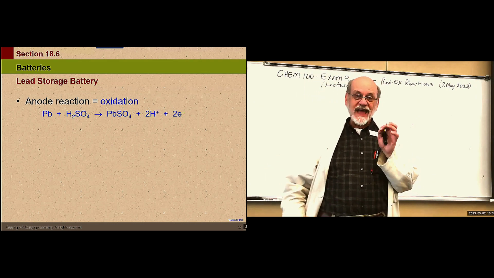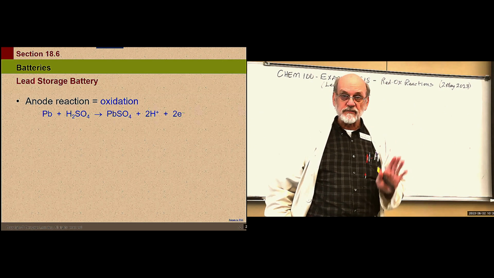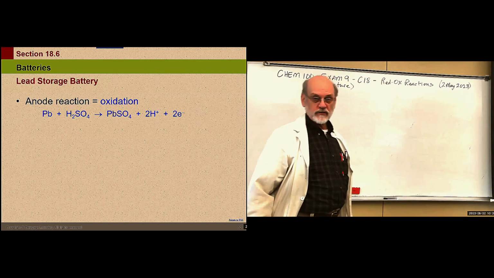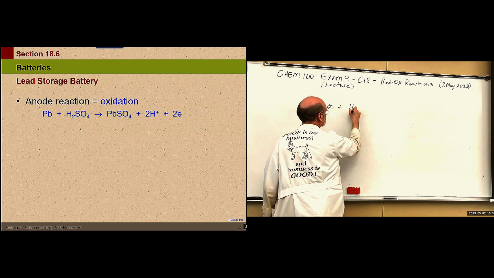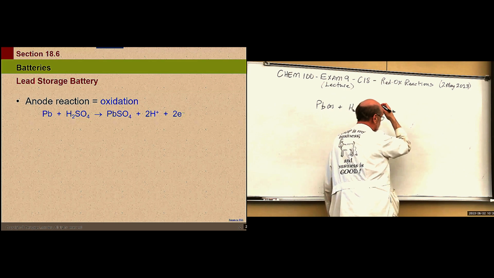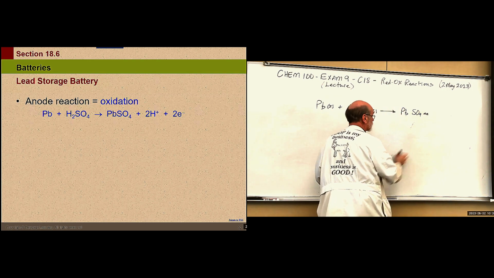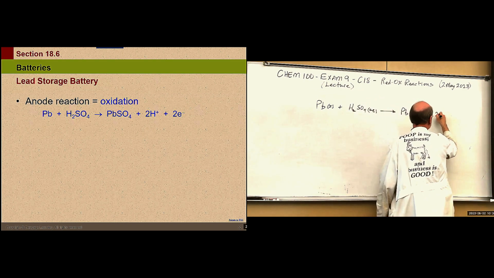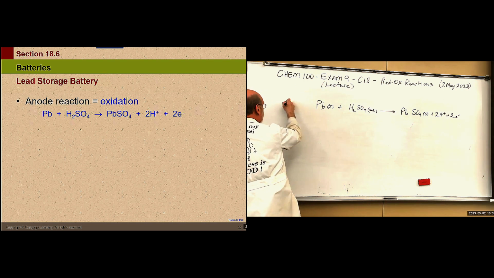The reaction at the anode, right, produces electrons as a product. Oxidation produces those electrons that move out and through an external circuit to the cathode. Right? So the anode reaction is lead metal plus sulfuric acid. Actually, this is concentrated sulfuric acid. And that produces lead sulfate. Actually, that's not an aqueous solution. That precipitates out. And two hydrogens and two electrons. Okay? So this is the oxidation step, or the anode.